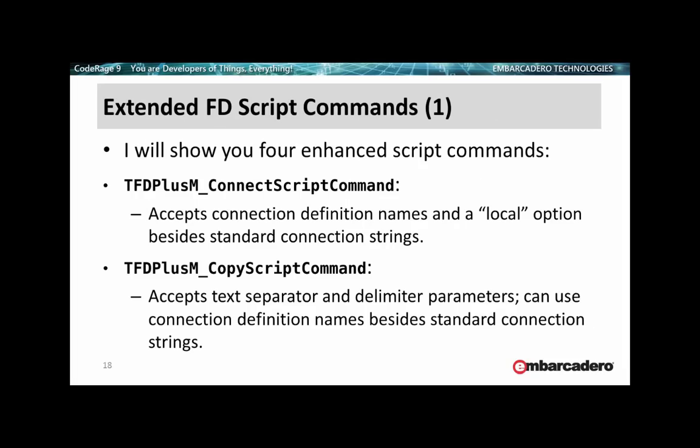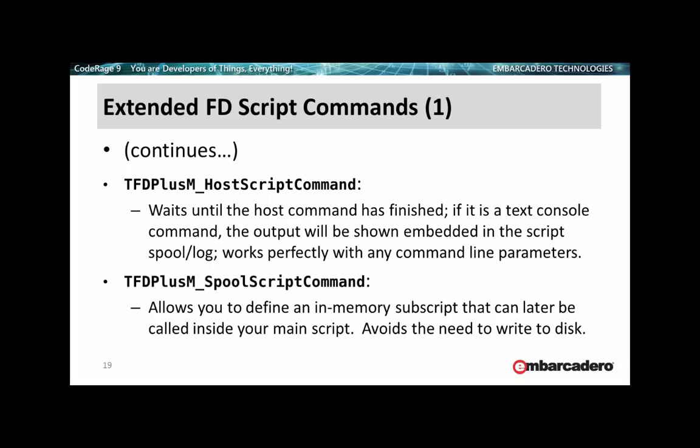I will show you 4 enhanced script commands for this presentation. The connect script command accepts connection definition names and a local option besides the standard connection strings. The copy script command accepts text separator and delimiter parameters, and can use connection definition names besides standard connection strings. The host script command waits until the host command has finished. If it is a text console command, the output will be shown embedded in the script spool or log. It works perfectly with any command line parameter combination.